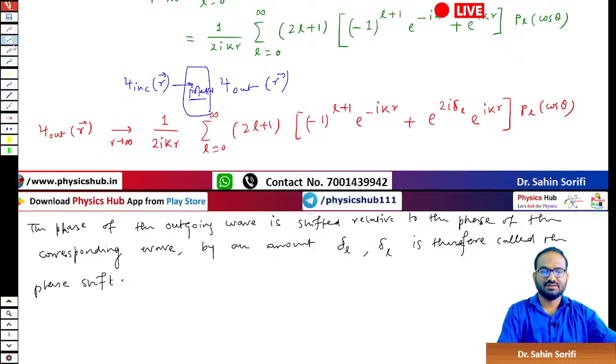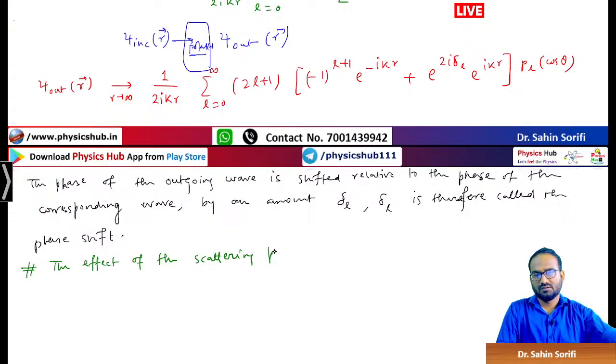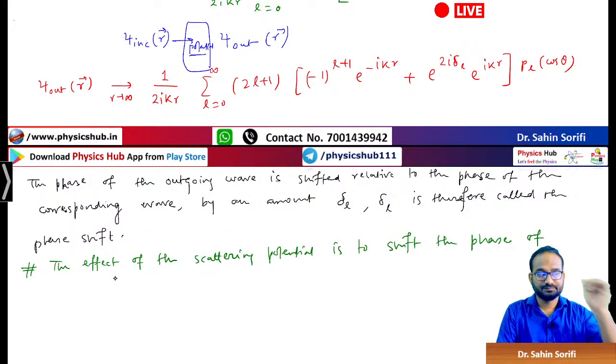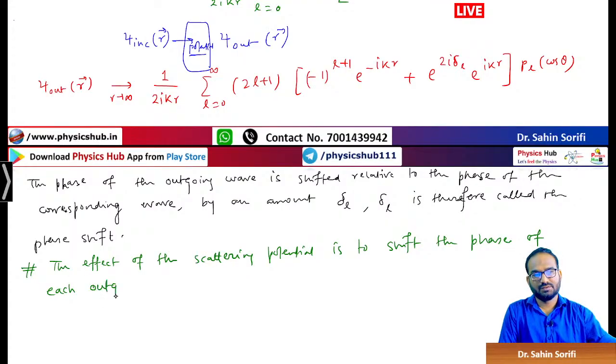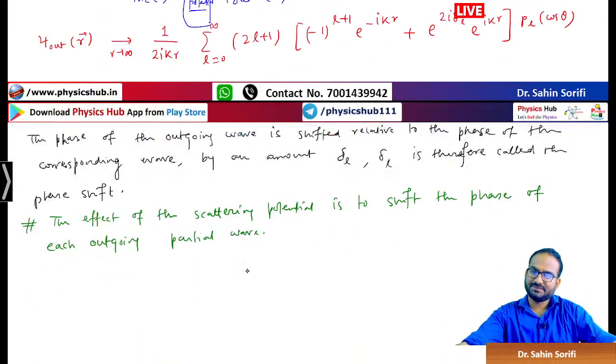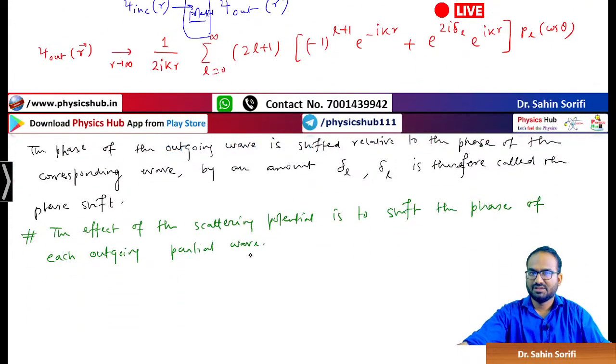So we can just add a line here. What is the purpose of the scattering potential? This is the takeaway. The effect of the scattering potential is to shift the phase of each outgoing partial wave. Now mathematically the next part is important. This part is not so much important. You just need to remember that there is a phase shift in the outgoing wave.